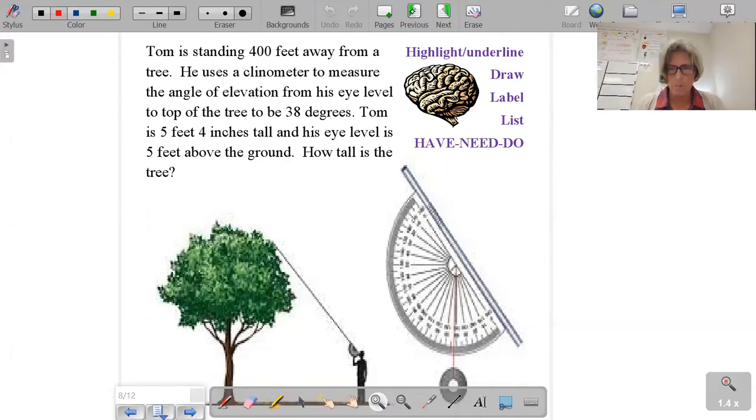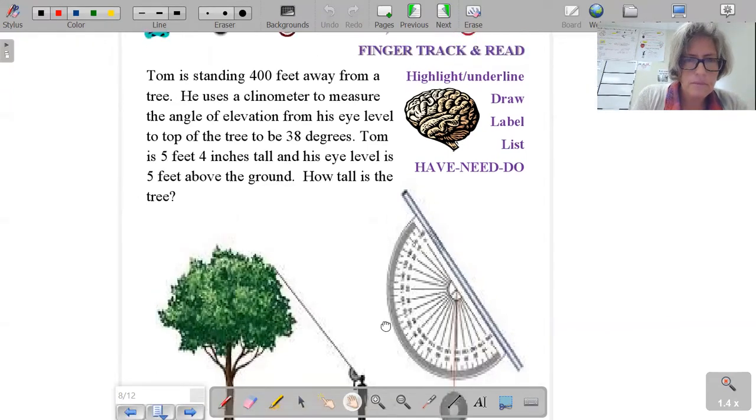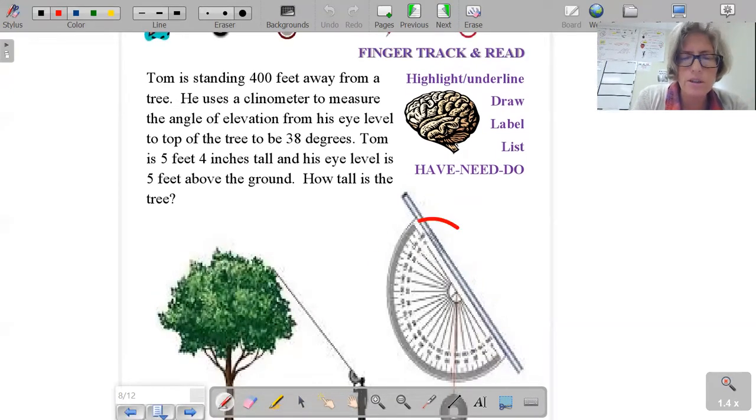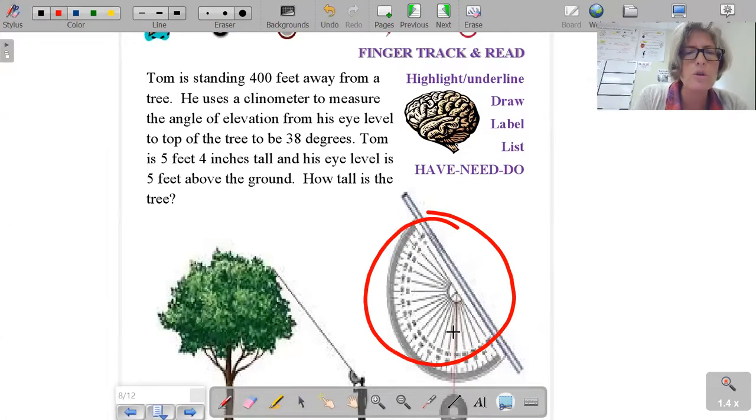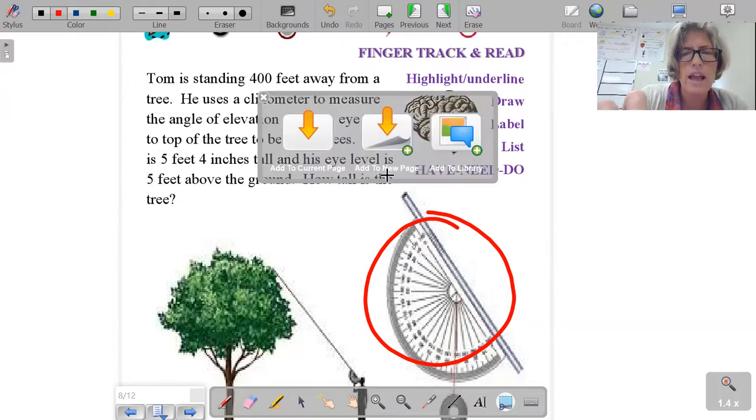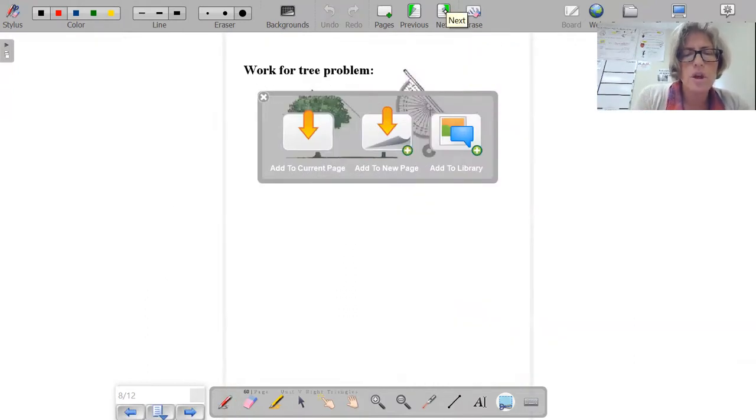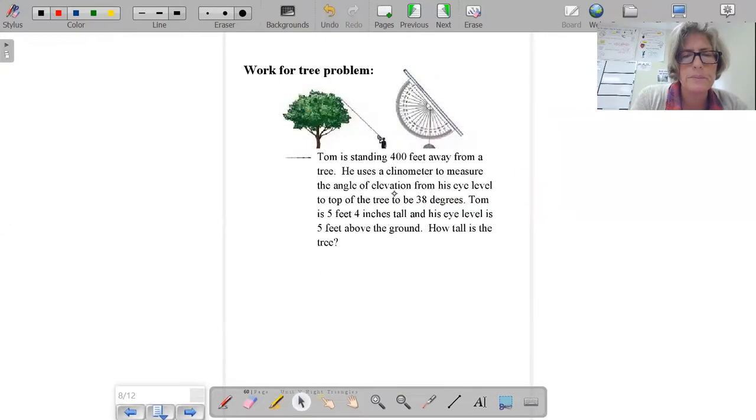All right, welcome back. That should have taken you start to finish about 5 to 7 minutes for both problems. Now we're going to correct. So this object is called a clinometer. You're going to be using one next week. It's used to measure angles. So your storyline should look something like this.